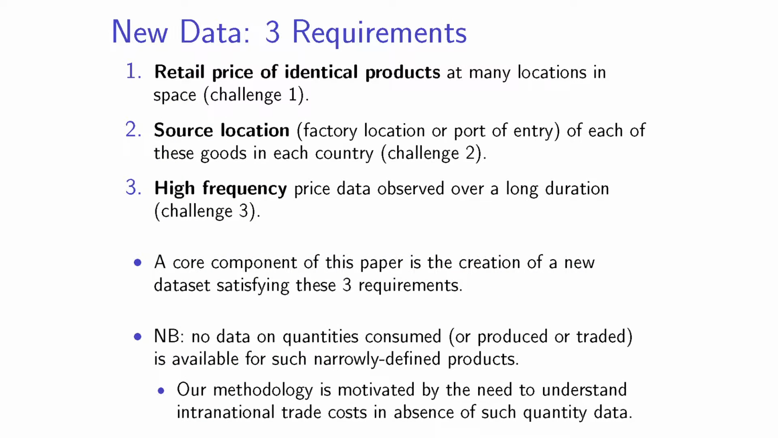On the data, the key thing is that one needs to find data on retail prices. You could do this with different types of prices, but retail prices are the easiest to get. We need them for many identical, or as identical as possible, products, but crucially across many locations within your country of interest. The identification strategy also requires both that cross-sectional information and some time series information, so we need that too. And finally, we need to know the source location, which will be either the factory where the thing is made in, say, Nigeria, or the port through which it enters Nigeria from some foreign country.